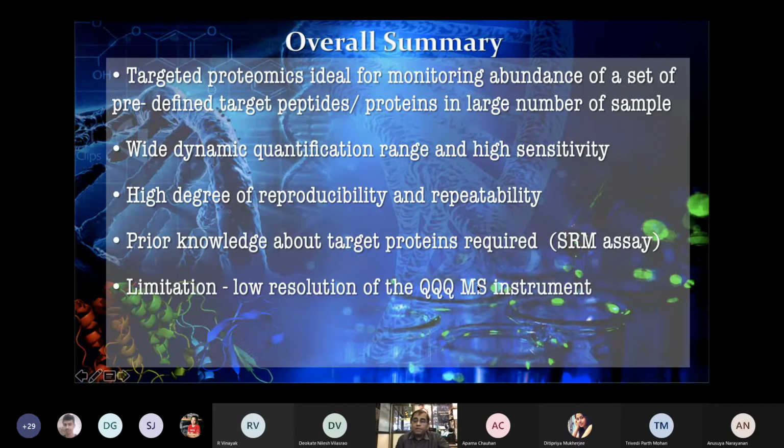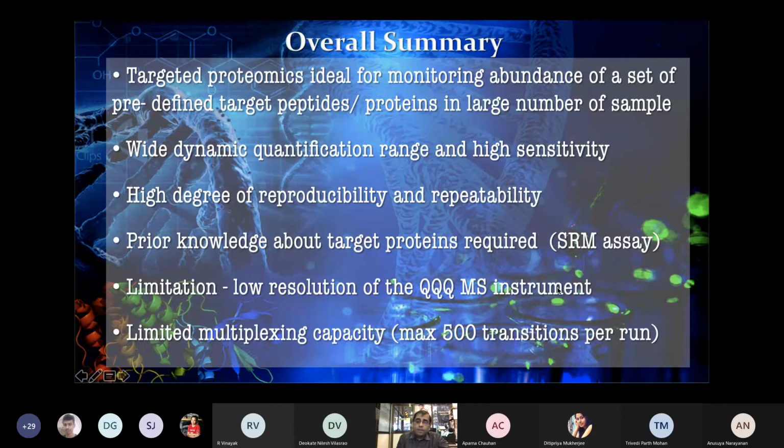Sometimes you will be challenged by the limitation of the triple quad resolution, which is not as high as compared to your other mass analyzers. Multiplexing capacity is another issue: every peptide can generate many transitions, and the longer the peptide and the more y ions you take, the more transitions will be generated. In a single run, even with our best mass spec, we can do only a maximum of 500 transitions per run. So if you have, let's say, 500 peptides to be analyzed, you are probably looking at a couple of thousand transitions, so you have to do many injections and many runs to validate all your peptides of interest.